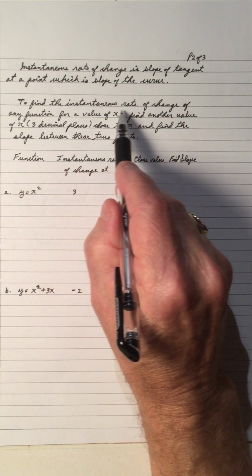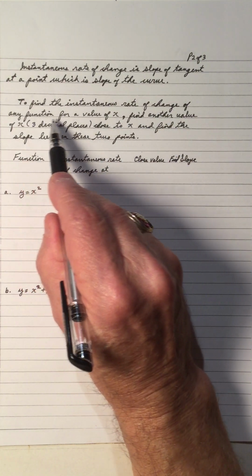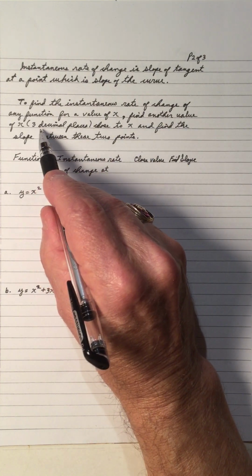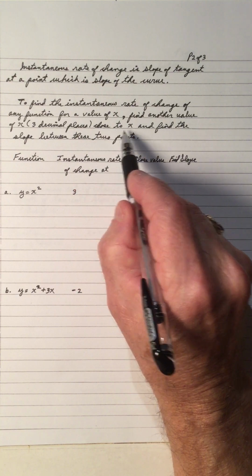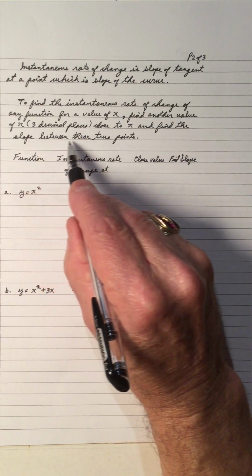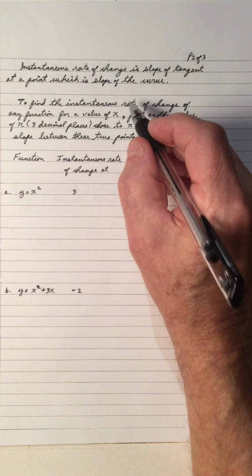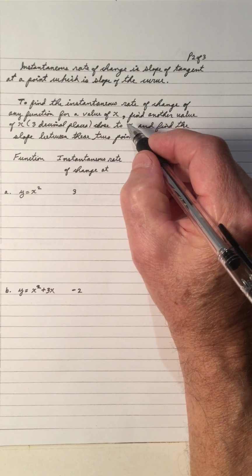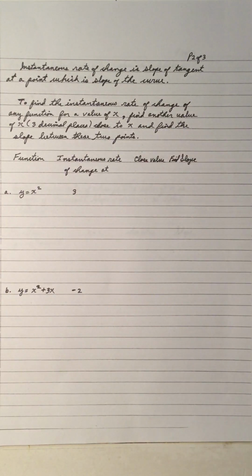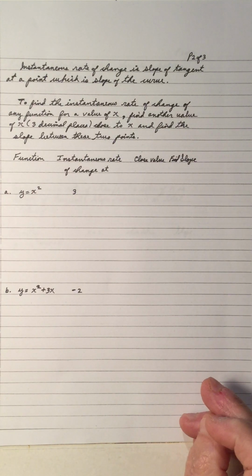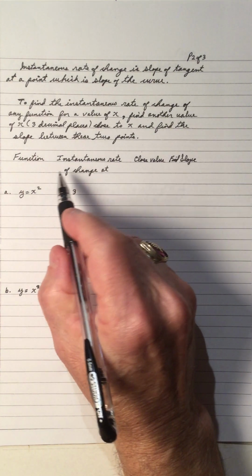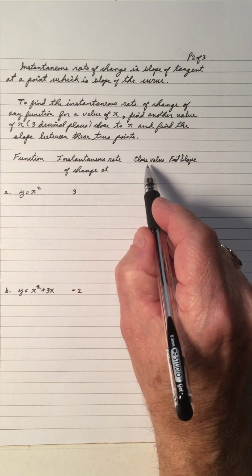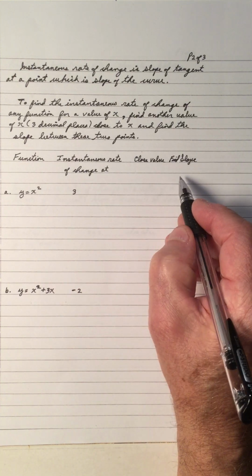So to find the instantaneous rate of change of any function for a value of x, we find another value of x, and I'm going to use 3 decimal places close to x, and find the slope between these points. So instantaneous rate of change is finding the values of the point with two values of x very close to each other, and we'll work out the slope.